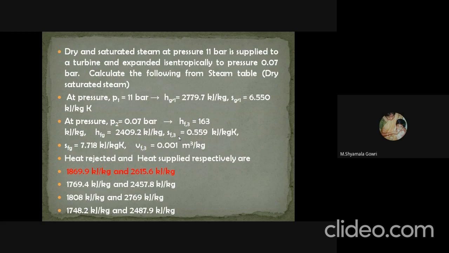At pressure P2 equal to 0.07 bar, Hf3 equal to 163 kilojoules per kg, Hfg equal to 2409.2 kilojoules per kilogram, and Sf3 equal to 0.559 kilojoules per kg Kelvin. The heat rejected and heat supplied respectively, we have to calculate this. So the explanation is given. The formula for heat rejected is H2 minus Hf3. So we have to calculate H2.